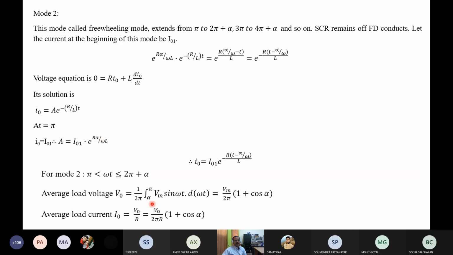Here the average voltage, there is no negative part. So it is the integral from alpha to pi of Vm sin omega t d omega t, which is Vm by 2 pi times (1 plus cos alpha). Average load current is V0 by R.